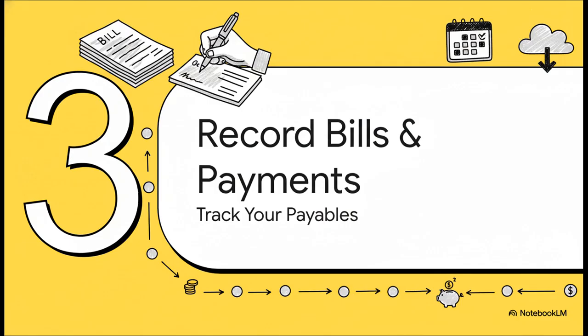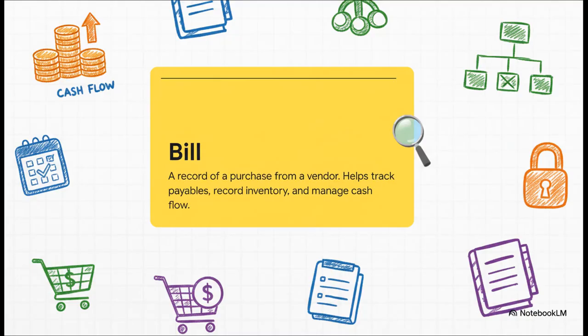You know, that official piece of paper that says, hey, you owe us money. This is the point where we shift gears from just planning the purchase to actually recording it as a liability and keeping track of what needs to be paid. So in NuMetric, a bill is the official record of that purchase. But it's so much more than just a digital copy of a piece of paper. It's a really critical tool.